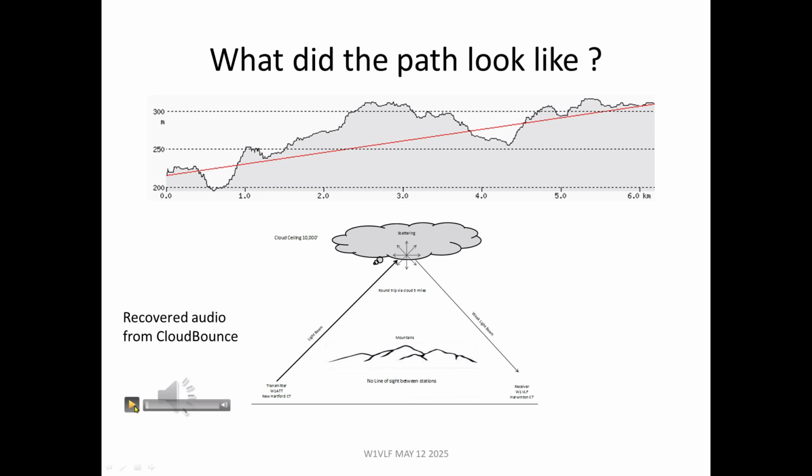I'm going to pause that for just a second. That is just a carrier before my call sign. And if you listen to the carrier, you'll see that there's QSB on it.